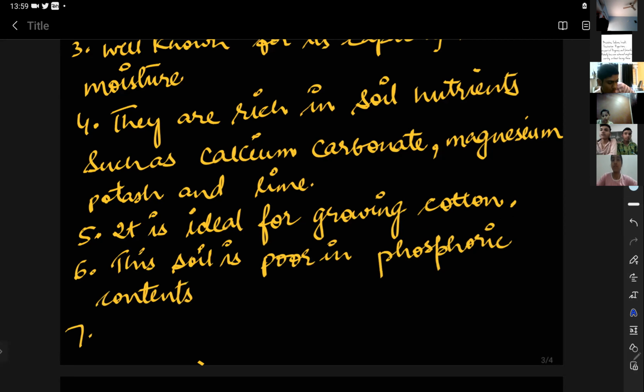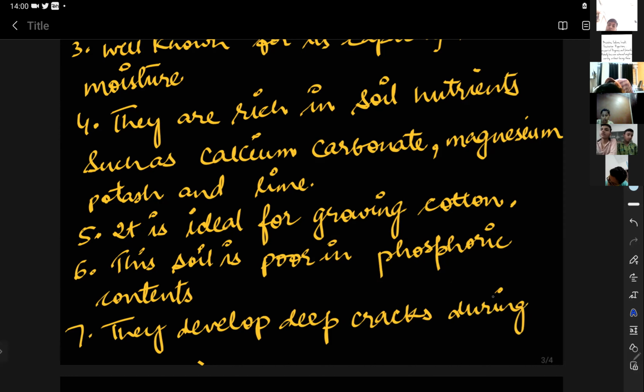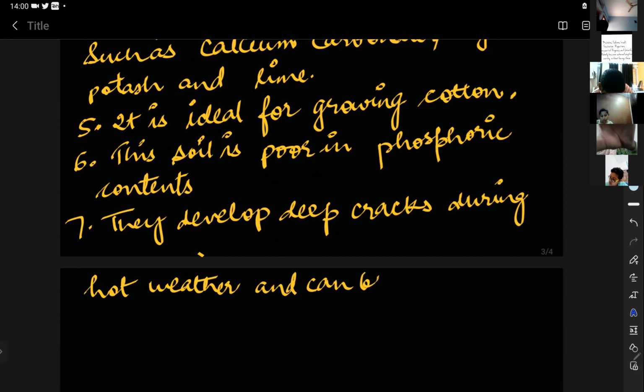Seventh point. They develop deep cracks during hot weather. Then this is the last point? No, the last point would be the places where this soil is found. Okay. Cracks during hot weather, and can be worked upon. Yes, just write this much. Develops deep cracks during hot weather. Okay.